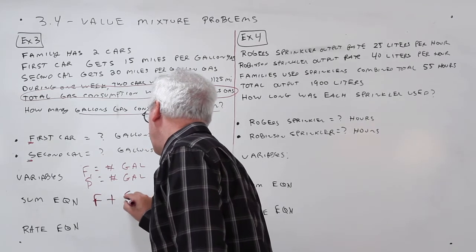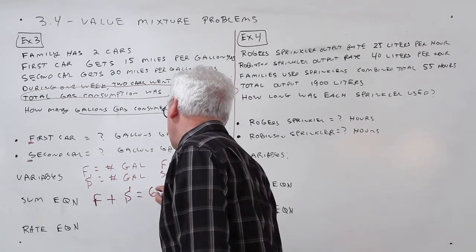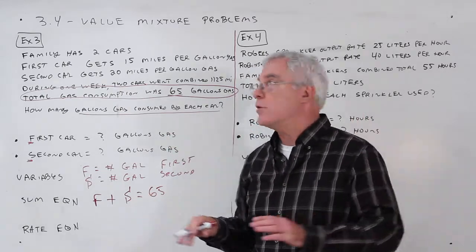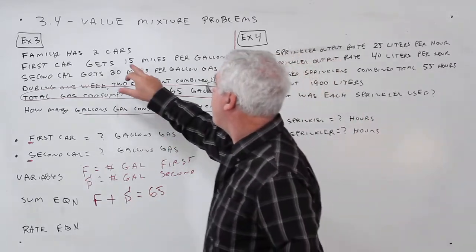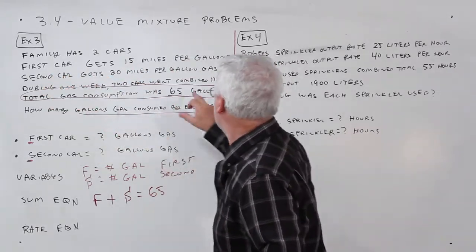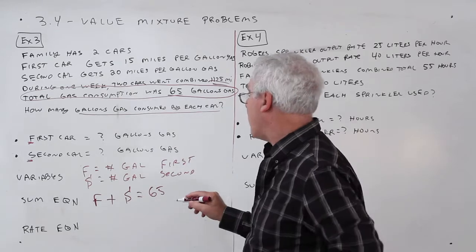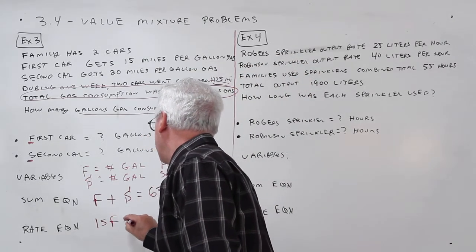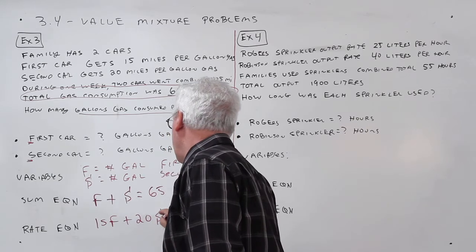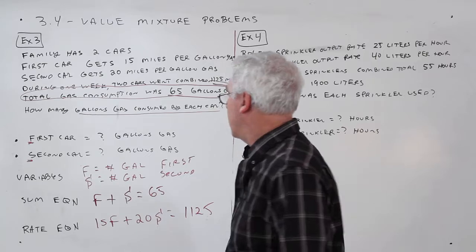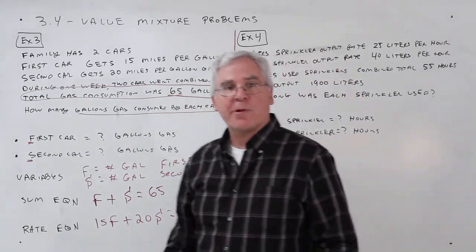F plus S equals 65. Then I'll use the other sentences for the rate equation. So I'll say 15F plus 20S equals 1125. Whew, let's try another one.